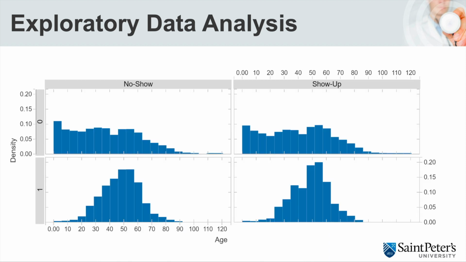Lastly, the age. The difference between shows and no-shows in terms of age pops up right away in visuals. The no-show skews more to the left, showing younger patients are more likely to miss their appointment.